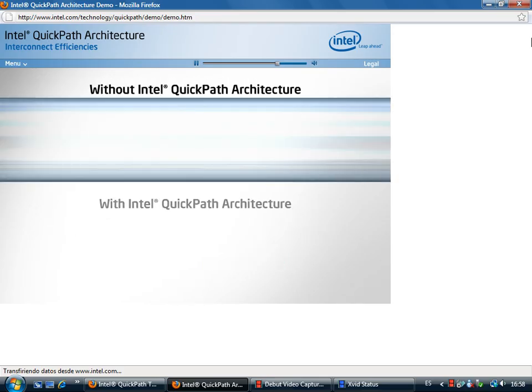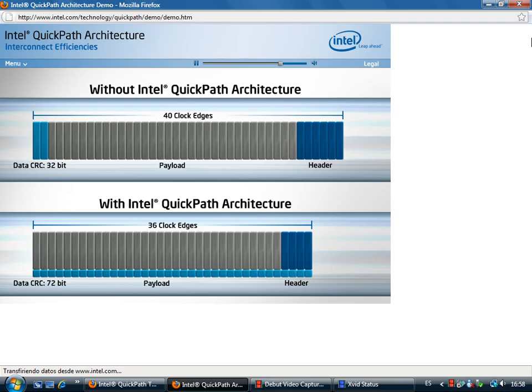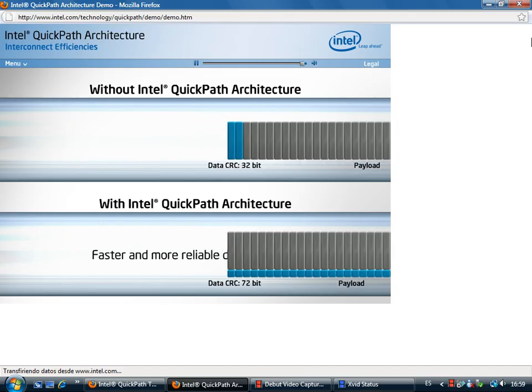Payload efficiency is another performance enhancement. This speeds data packet transfers by requiring fewer clocks to send header and CRC information compared to other architectures. Intel Quickpath Architecture also transfers CRC error detection data in parallel to the packet itself, whereas other architectures transfer CRC data sequentially after the packet's payload. And Intel Quickpath Architecture includes 72 CRC bits versus 32 CRC bits, so transfers aren't just faster, they're more reliable.